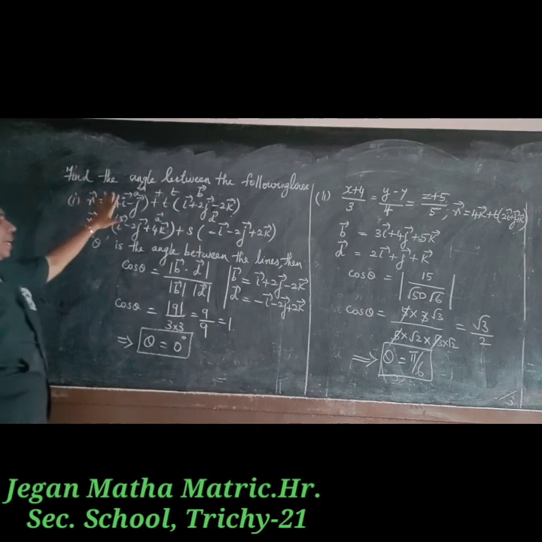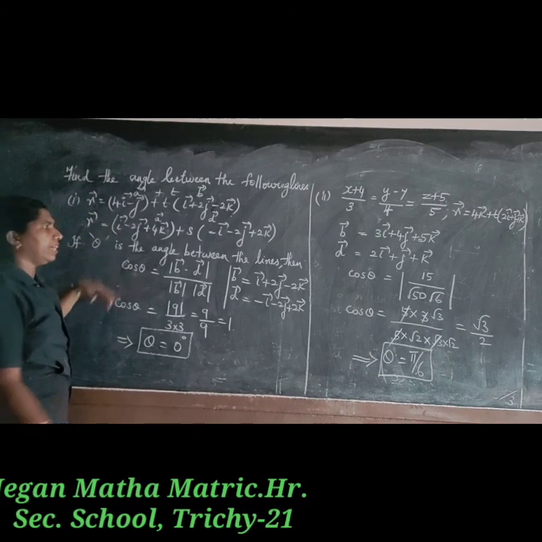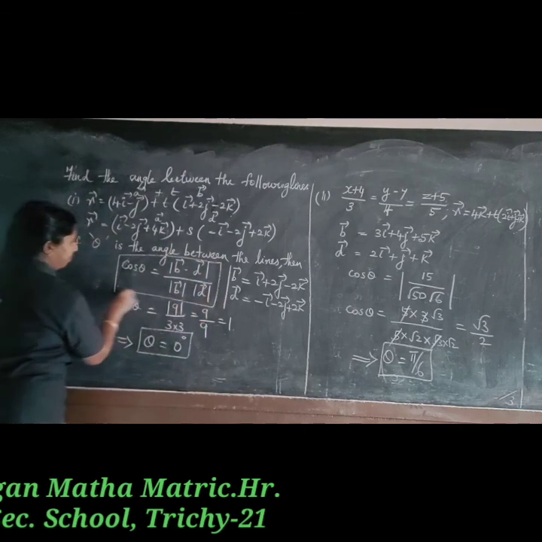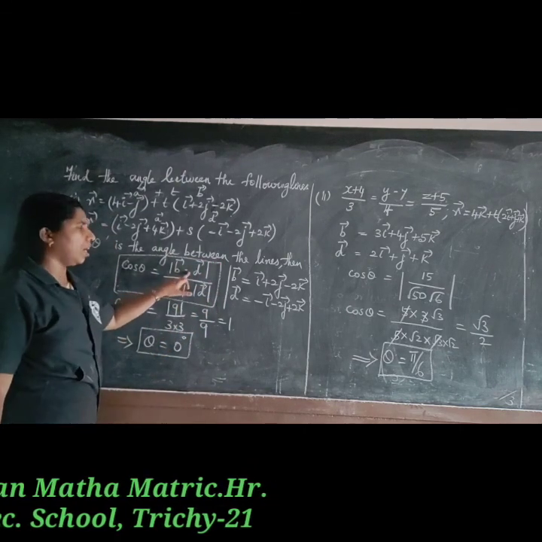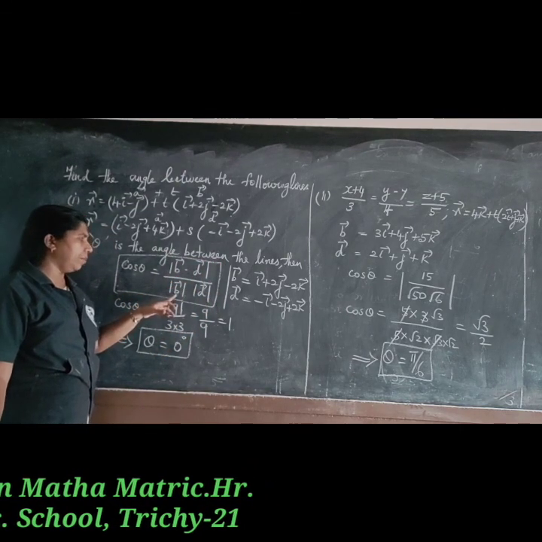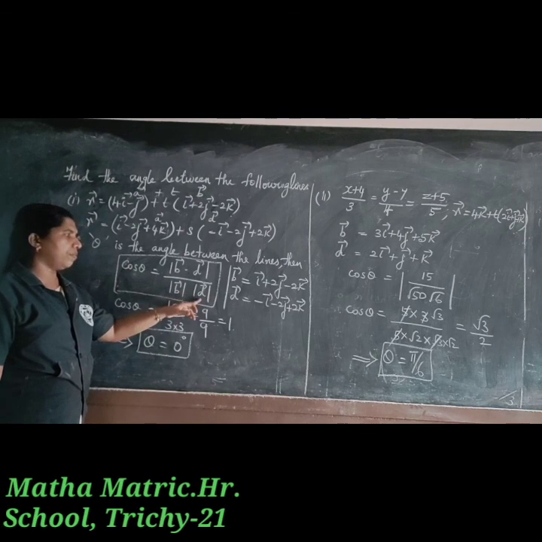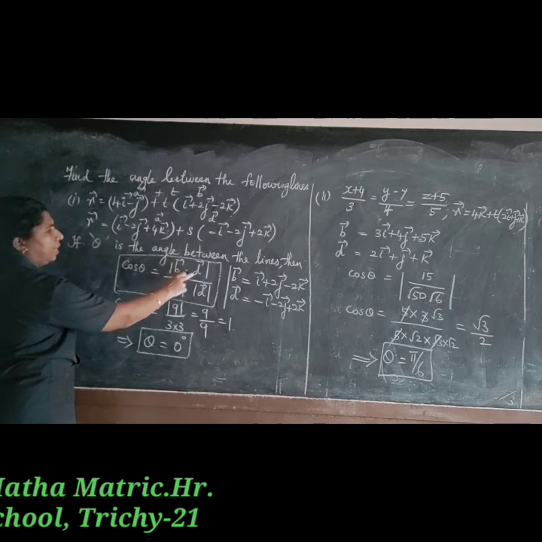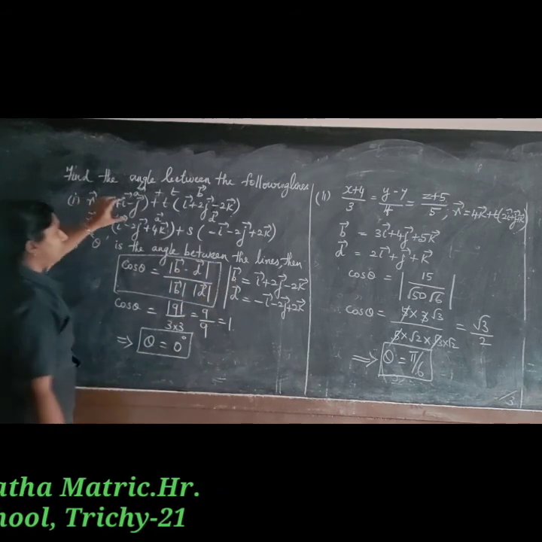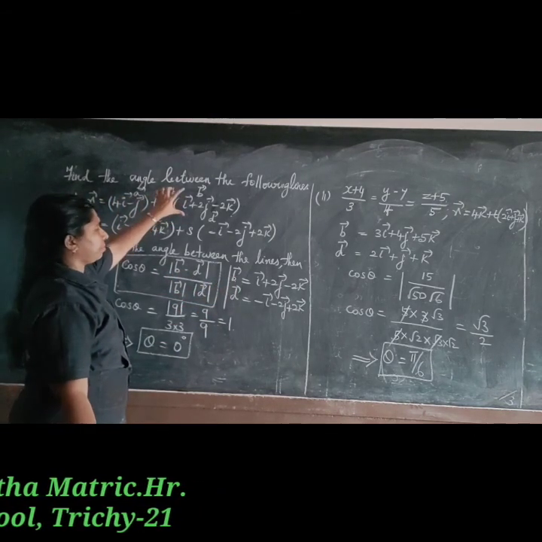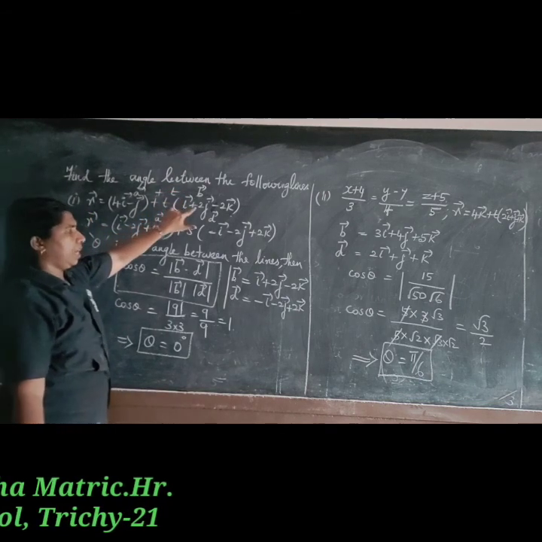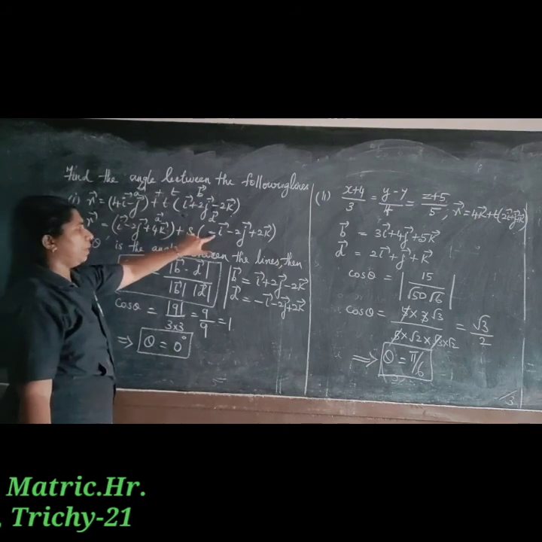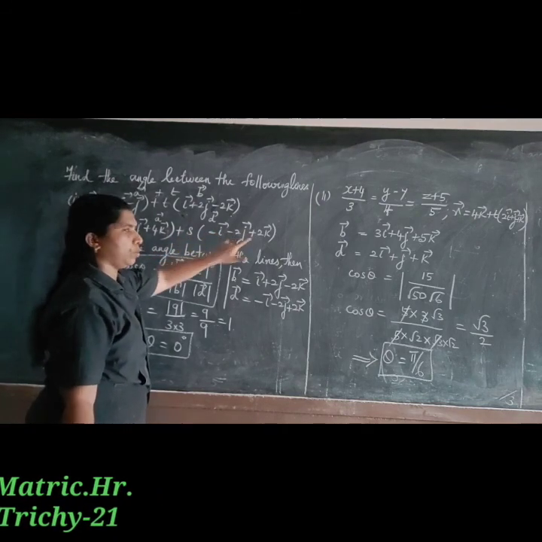So to find out the angle, the formula to find out the angle between the lines is cos theta equal to modulus of B dot D divided by modulus of B modulus of D. You know how to find out the dot product of B and D. B is equal to, we have to write B from the first line, i plus 2j minus 2k, and D is equal to minus i minus 2j plus 2k.